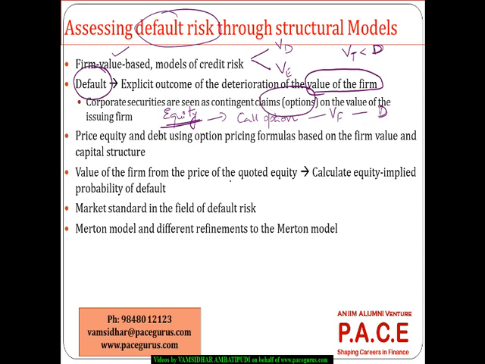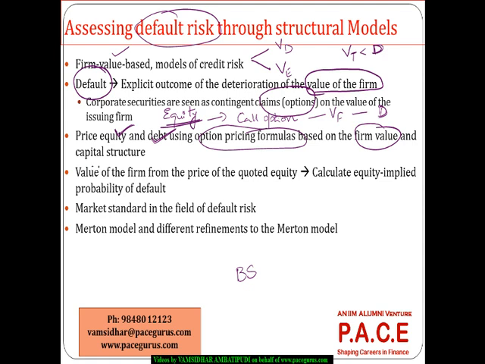So we'll try to come out with that kind of a definition slightly later. But let's try to understand. We are using the typical option pricing formula, which is the Black-Scholes formula, to price equity and debt using this kind of a model. So to find out the worth of the equity, the worth of the debt, we are simply using the option pricing formulas.